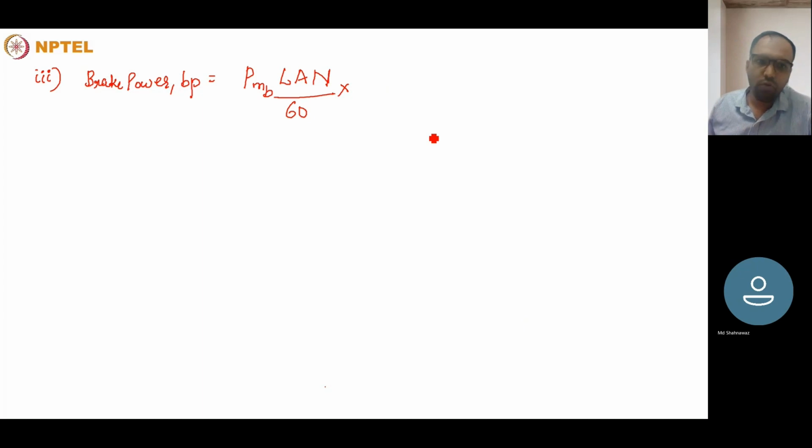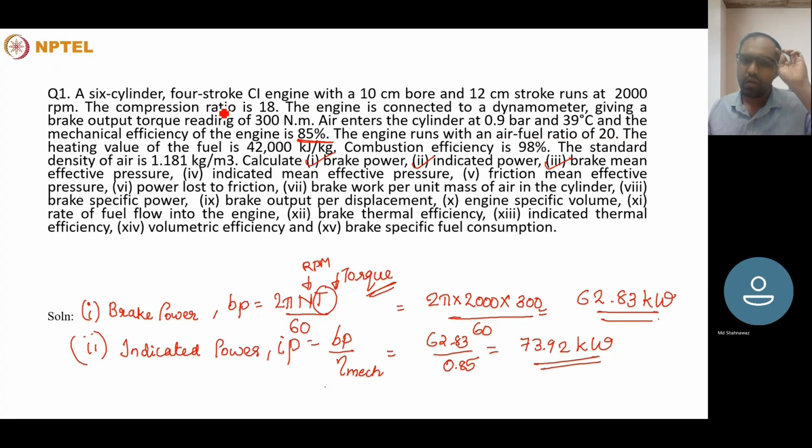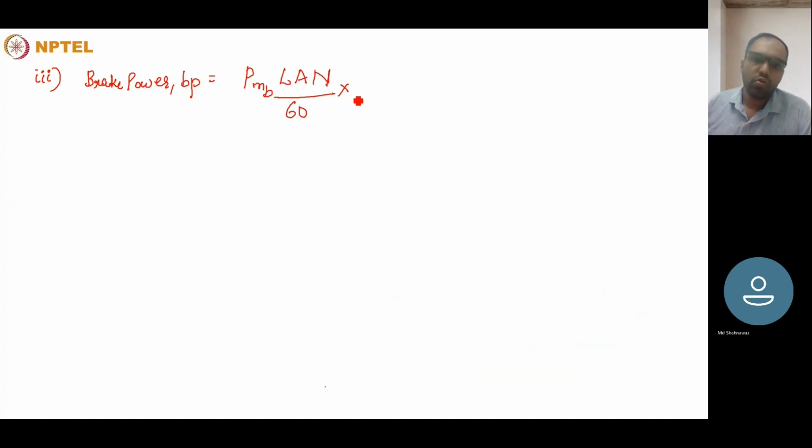This is a 4-stroke engine, so the number of cycles per second will be equal to the number of RPM divided by 2. So we have to multiply N divided by 60 into 1 by 2.